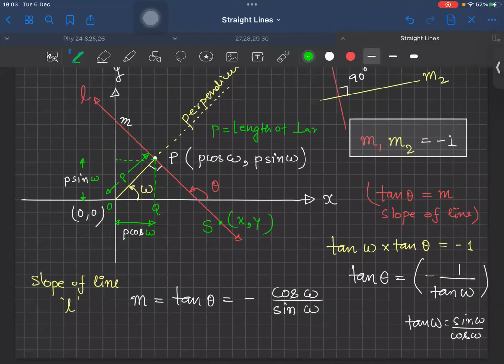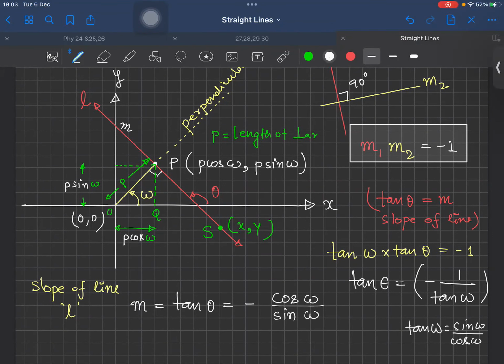Now find the slope of PS. See, this is point S. Find the slope of PS. Can anyone tell me the slope of PS? How do you find the slope of a line? How do you write the slope? Sir, m equals y2 minus y1. Yes, what is y2 here? Y minus P sin omega, upon x minus P cos omega. Is that okay? Yes or no? Yes, sir.